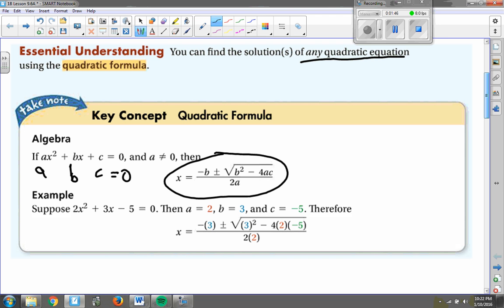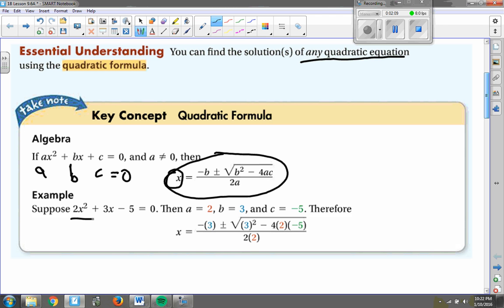The answers or the solutions, your x answers, are equal to negative b plus or minus the square root of b squared minus 4ac, all over 2a, all divided by 2 times a. Okay, there's a song for that, and I'll sing it for you in class if you ask, but I'm not going to do it here for the whole YouTube world to hear.